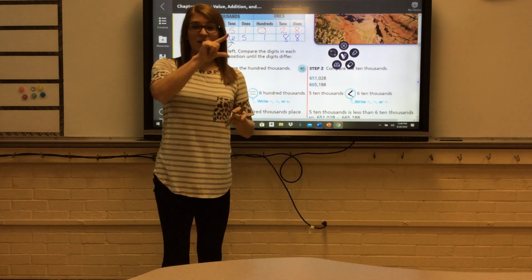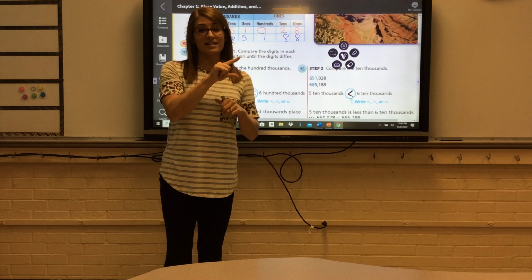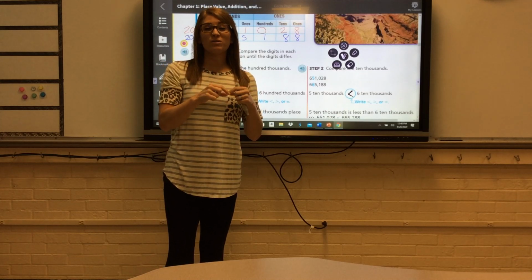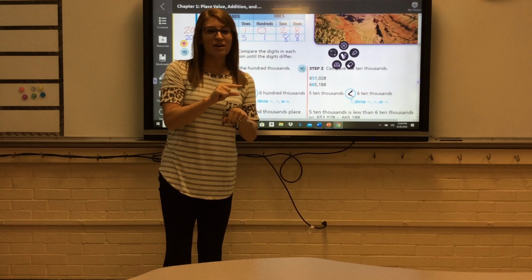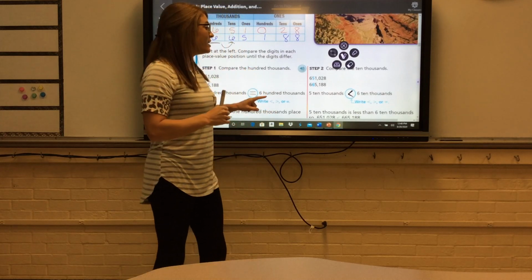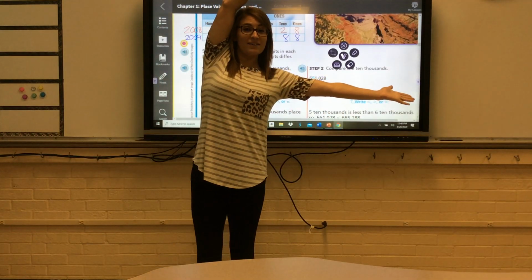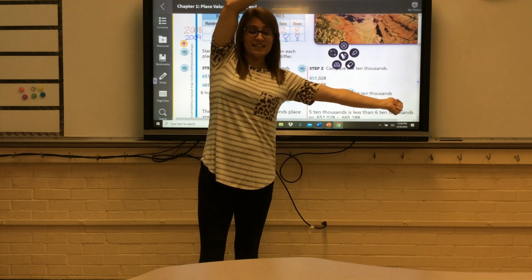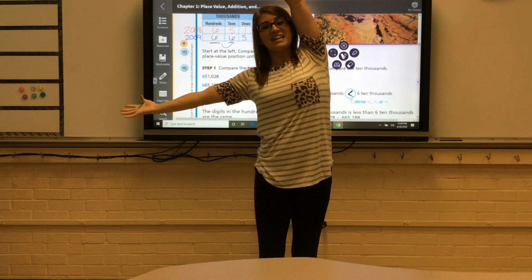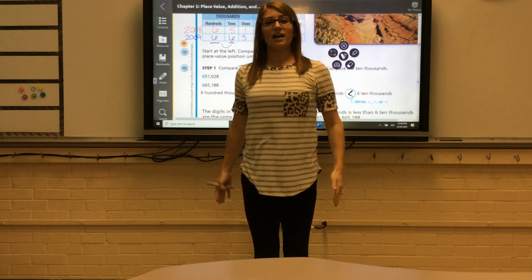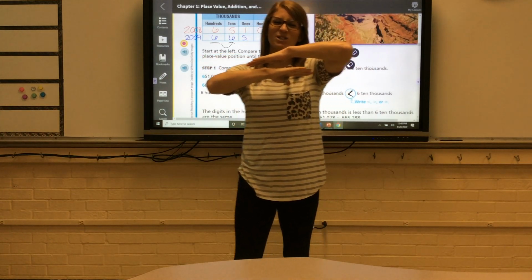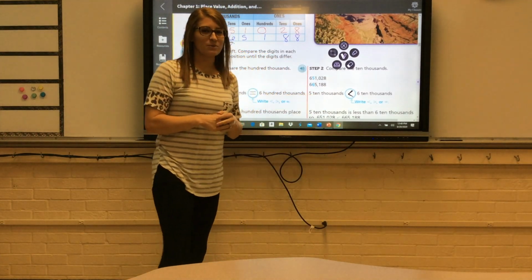Remember, we use those greater than or less than symbols. I'm so sorry, those are what we used to refer to as alligator mouths when we were a little bit younger. But in 4th grade, we call them greater than or less than symbols. If it is opening up this way, it's a less than symbol. If it's opening up this way to the left, it is a greater than symbol. And then what if it looks like this? What is that? Right, that would be an equal to sign, which if those numbers are the same, we know that they would be equal to each other.